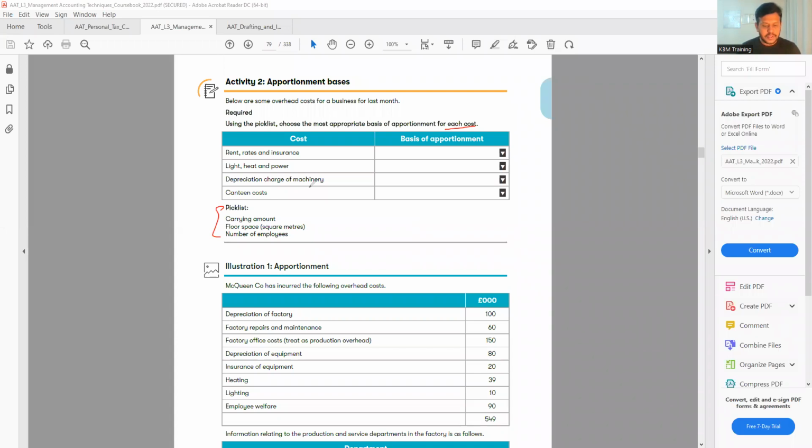First one, we have rent, rates, and insurance. We're going to use the floor space. Yes, that's the most suitable one. The next one, we have heat, light, and power. Again, the floor space, this is the most suitable. Depreciation charge of machinery, we're going to use the carrying value. Very well done. And the canteen cost, we're going to use the number of employees. Very well done.